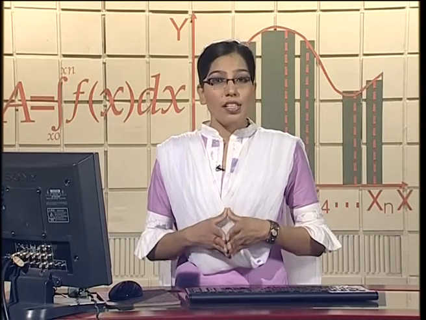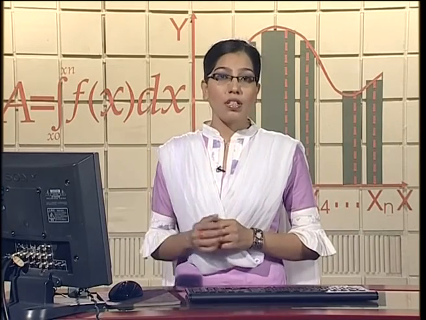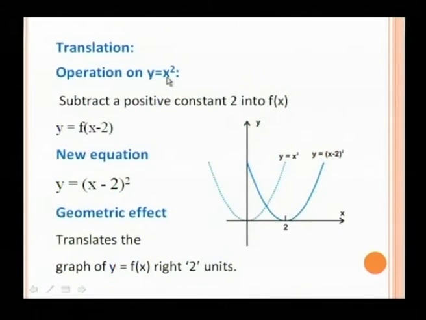Here let's consider another example of subtraction of a constant into the function. You can see that example on the screen. Here again, to draw the graph of y is equal to x square, you have this dotted line. We perform an operation that we subtract a positive constant 2 into x. So our function becomes y is equal to f of x minus 2. In this way we get the new equation as y is equal to x minus 2 whole square. The geometric effect of this change is that it translates the graph of y is equal to f of x right 2 units, which change you can see over here.